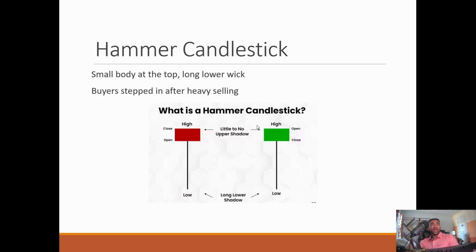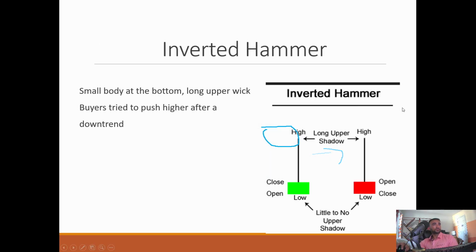It's called a hammer candle, or shooting star candle. It has different names, but hammer is the most common. Why? Because it looks like a hammer. You can hammer something, so it looks like a hammer. That's why it's called a hammer. Very important. Let's look at the next candle.